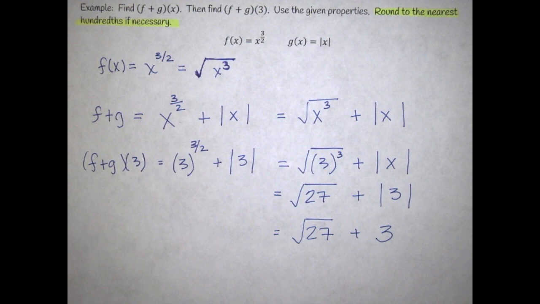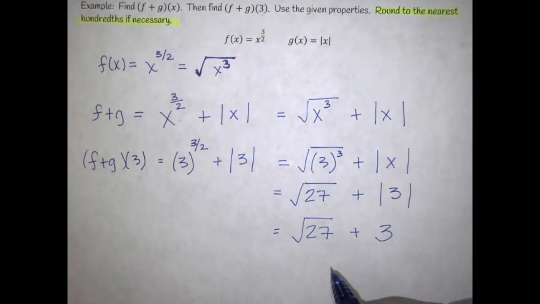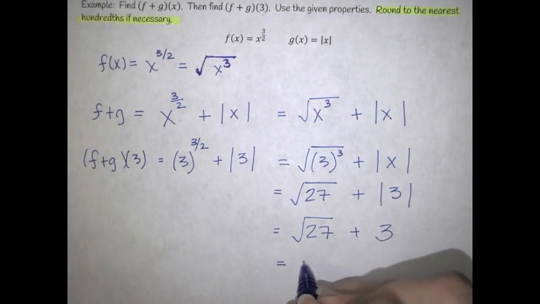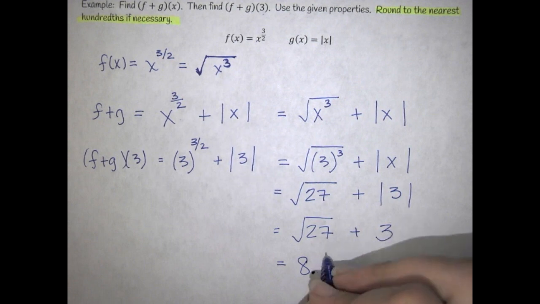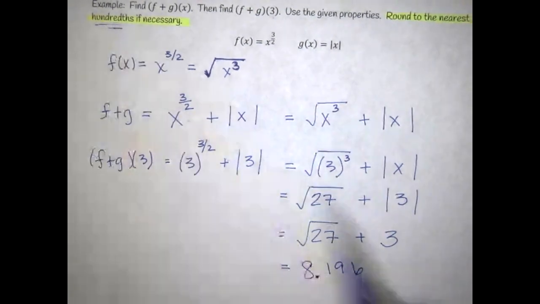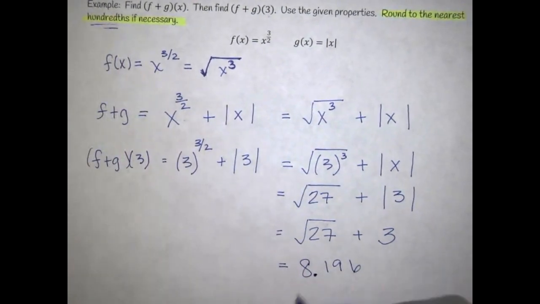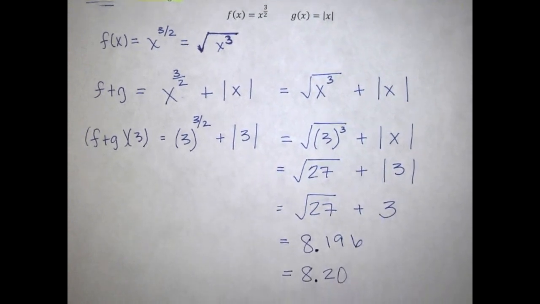So we have 3 raised to the 3 halves, and then we are adding 3 to that value. So we got to take the square root of 27 and plus 3, and as long as I did my math right, you should come up with something along the lines of 8.196. And now remember, hundredths means 2 places, so the 6 forces the 9 to raise, so this becomes 8.20. And that would be your result.